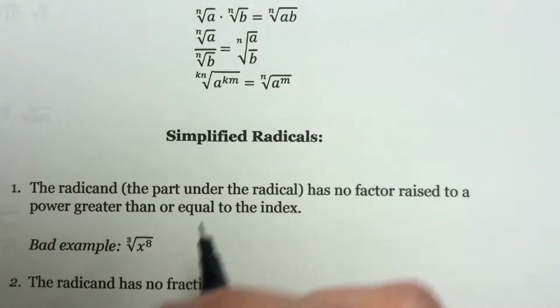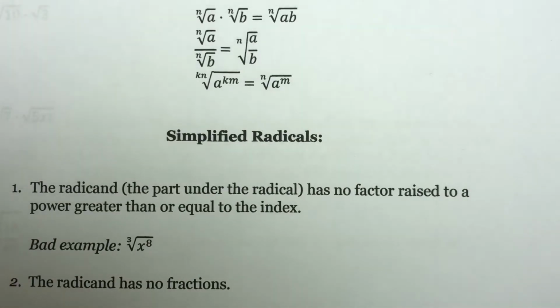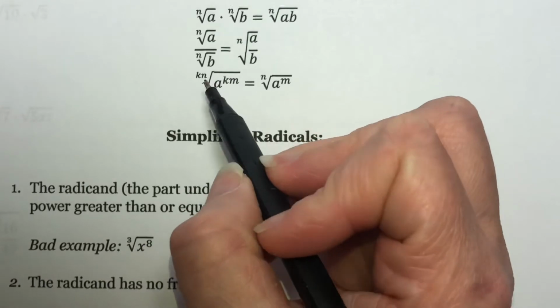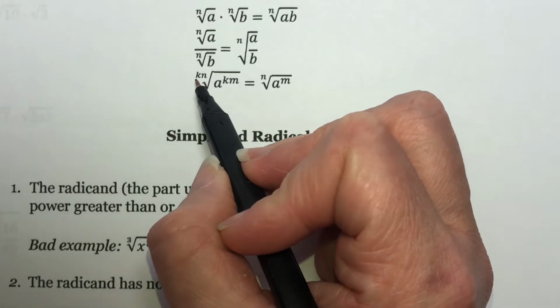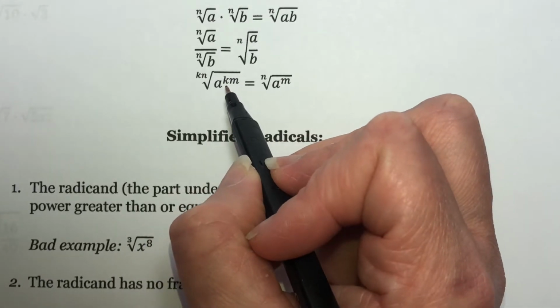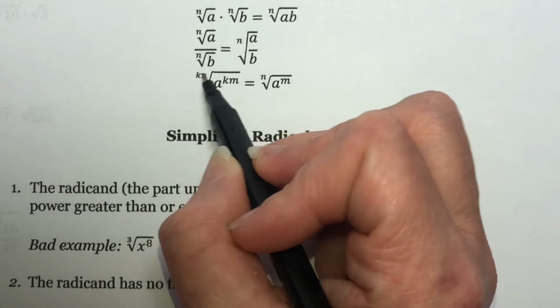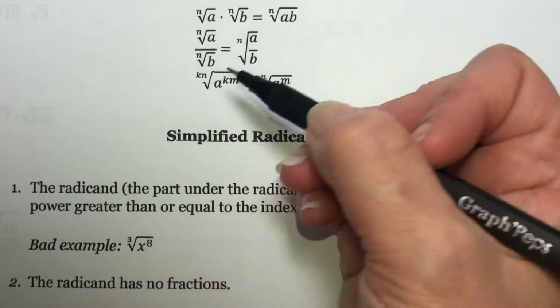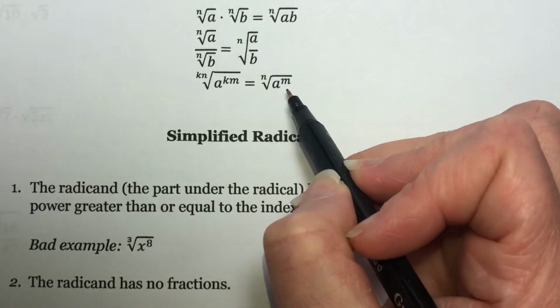This is really exactly based on reducing fractions. If I have a radical with an index and this has a power that are both divisible by the same thing, so say these are both divisible by 2, this says I'm allowed to do that.